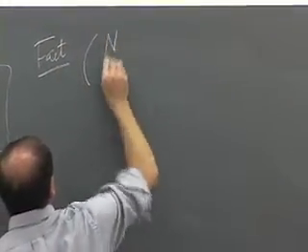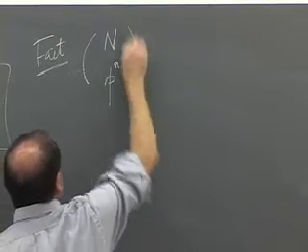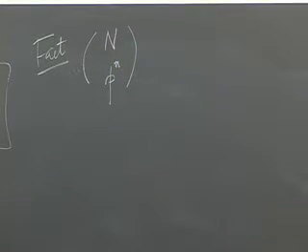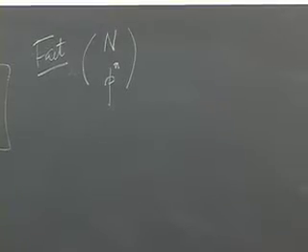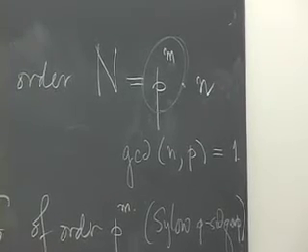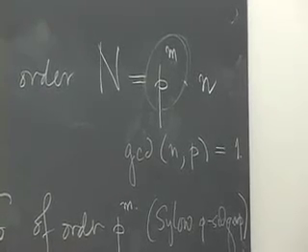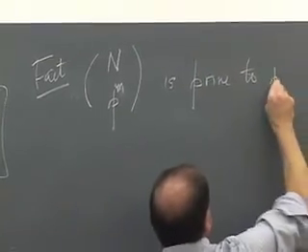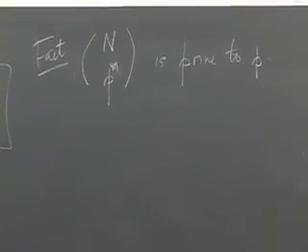That if you take the order of G and you take the binomial coefficient n choose p to the m, where n is this number, p to the m times something... I keep using my notation wrong. The order of G is n, which is p to the m times a number that is prime to p. That's the fact we're going to use from outside of group theory.